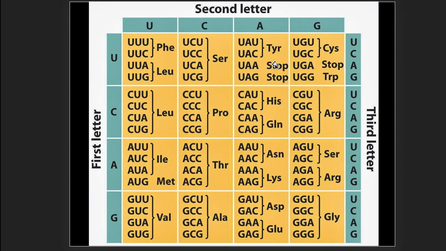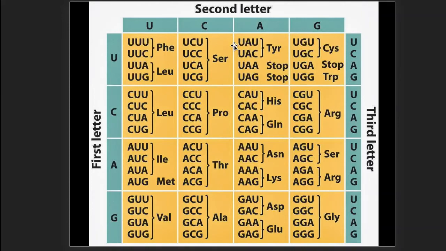Some of them code for stop. That tells the machinery, okay, this is the end of the protein. And then you've got 20 of the typical amino acids that are used in your cells, in all of our cells, to construct proteins. So these are the 20 amino acids.